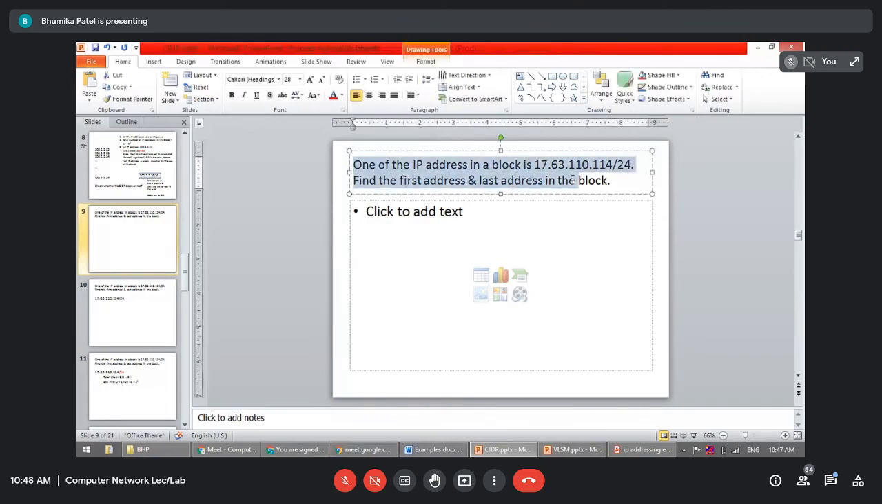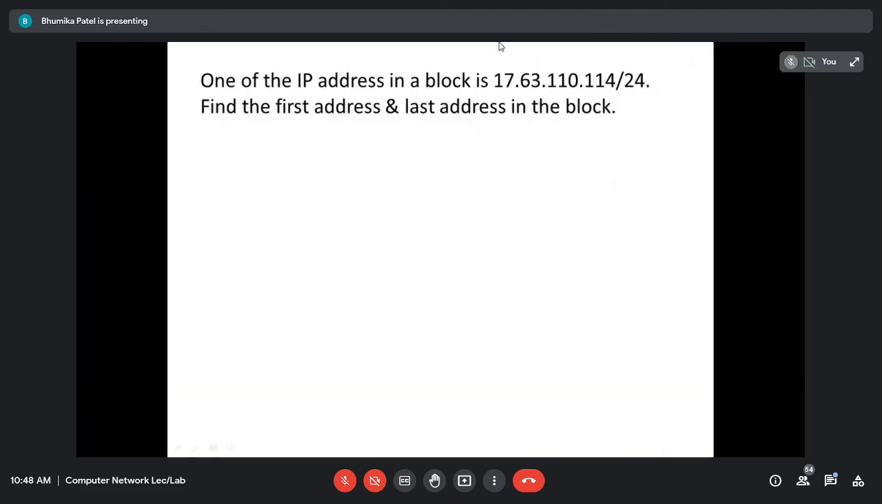And this question was asked in the GTU, okay, for 4 marks. ખાલી તમને એક આટલું statement આપ્યું હશે, like this, right? આખા block માંથી કોઈ પણ એક particular IP address આપી દીધું છે, 17.63.110.114/24. You have to identify what can be the first IP address and what can be the last IP address in the block. આખા block માંથી વચ્ચેનું કોઈ પણ એક IP address આપ્યું છે, તમારે પહેલું અને છેલ્લું find કરવાનું છે. કેવી રીતે કરવાનું છે, that we will see in the next lecture.